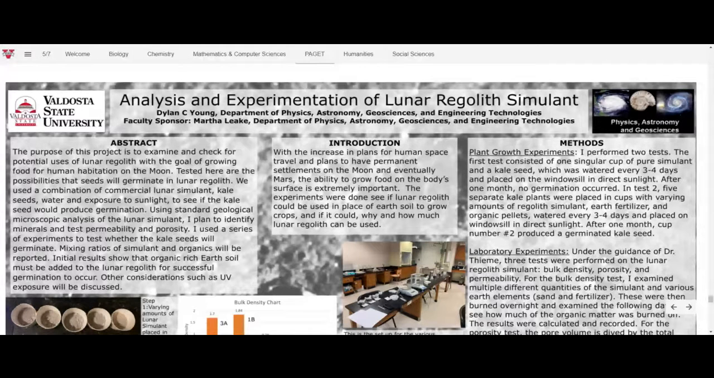So to do that, I did a series of experiments, both on mineralogy as well as soil analysis, and then I performed an experiment to test bulk density, permeability, and porosity. And the goal of this was: can I use pieces of lunar simulant instead of having to transport Earth soil to the moon or Mars? Can we use part of the simulant as a replacement?